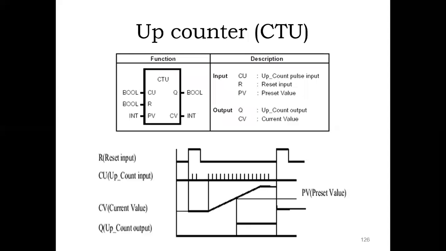This is the example for the up counter. It has 3 inputs and 2 outputs. CU means up count pulse input, R means reset input, PV is the preset value, output Q is the counter output, and CV is the current value. These are used to count the step sequence of the input.